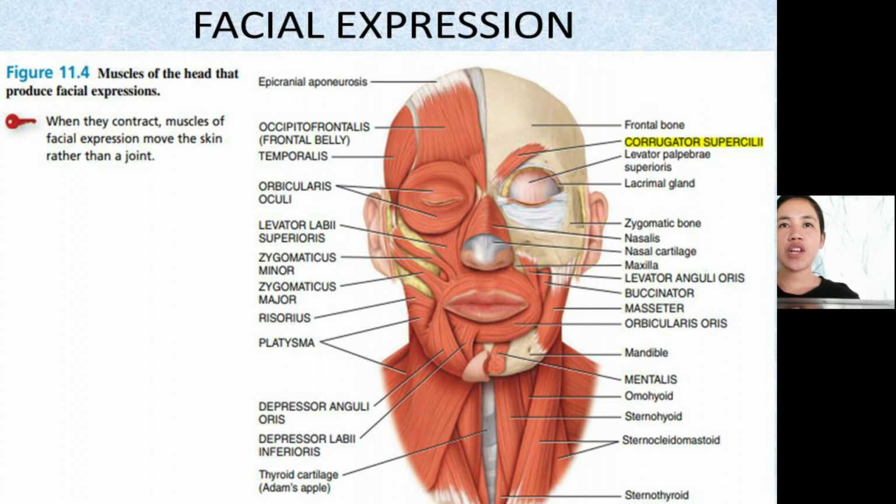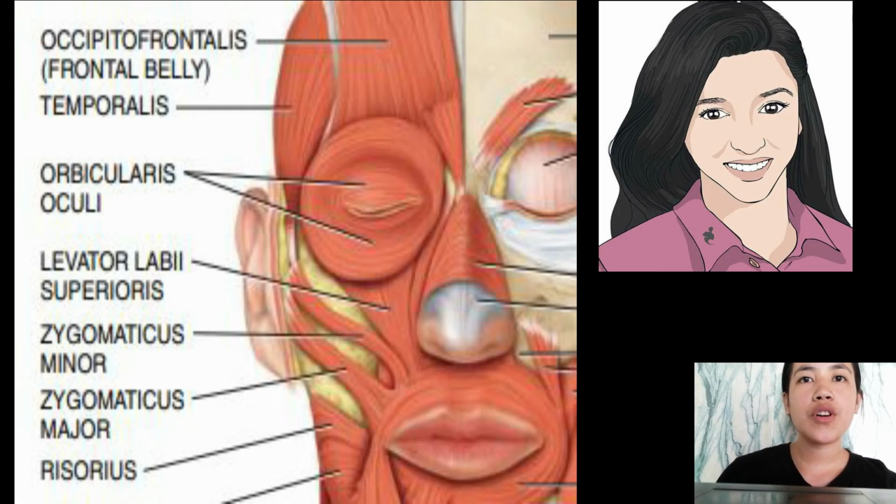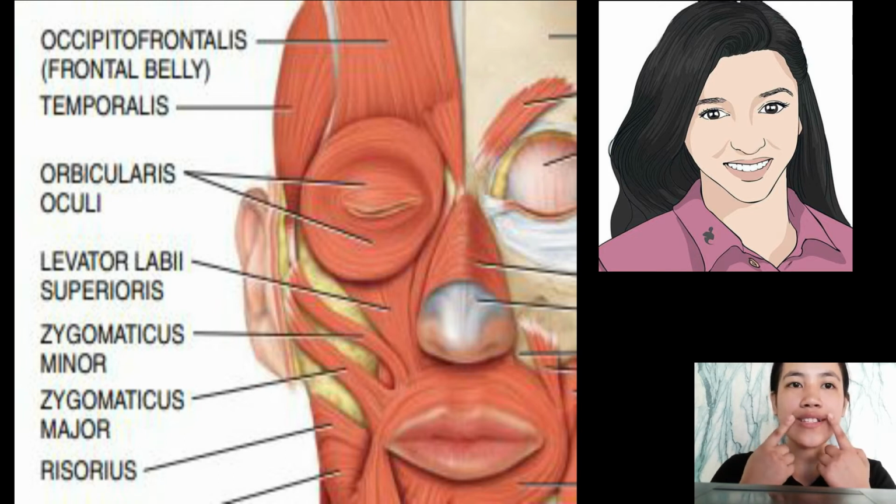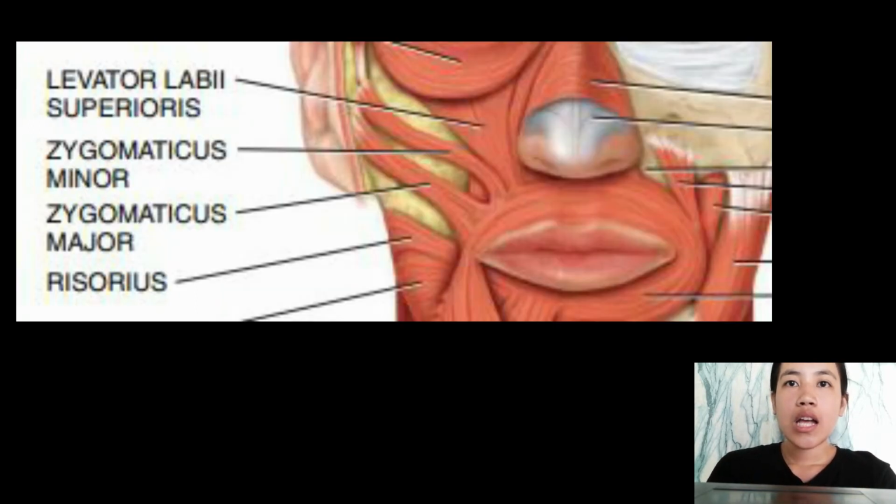For the facial expression, we can base it on the figure given. For the first example, smiling. Smiling is accomplished primarily by the zygomaticus muscles, which elevate the upper lip and corner of the mouth, like this. This one is elevated in the corner of the mouth. And second, sneering. Sneering is accomplished by the levator labii superioris, which is located here, because the muscle elevates one side of the upper lip.